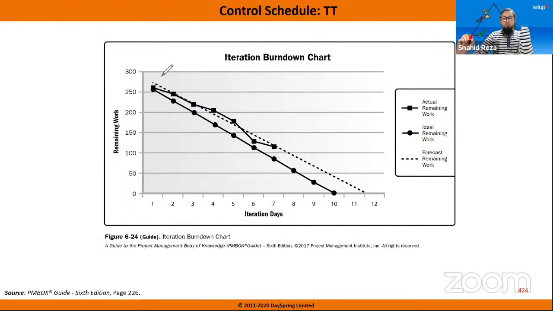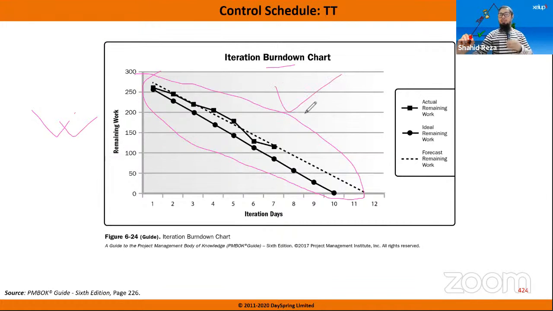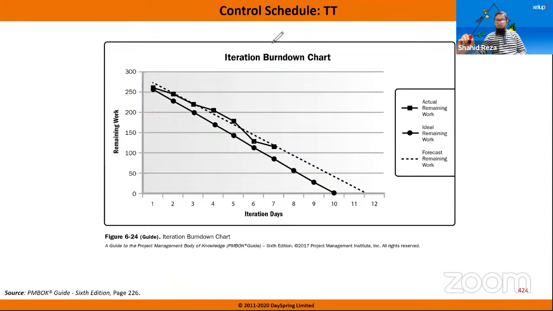But they mostly prefer to use the burn down chart in most Agile projects. All right. But there is also an opposite graph like this that is known as the burn up chart. Only this figure is mentioned in PMBOK, but in the Agile Practice Guide, you will see both the figures. In most Agile projects, they only use the burn down chart, not the burn up chart. So any question here?